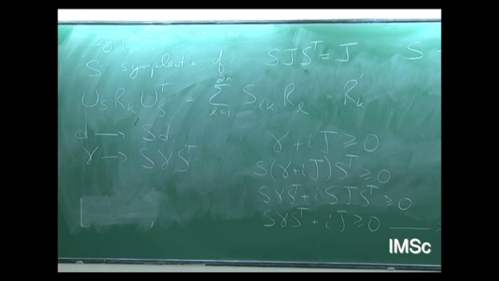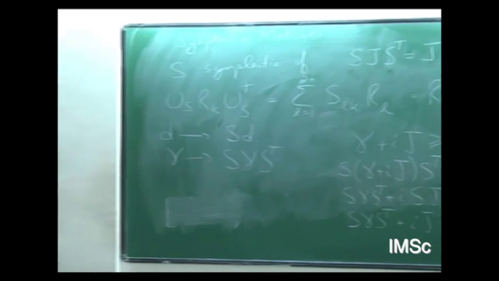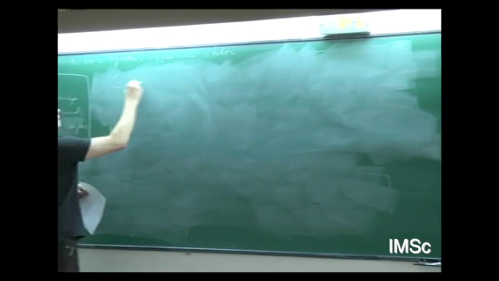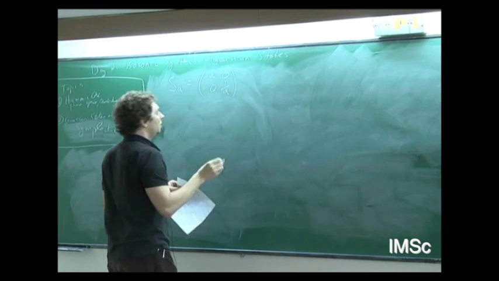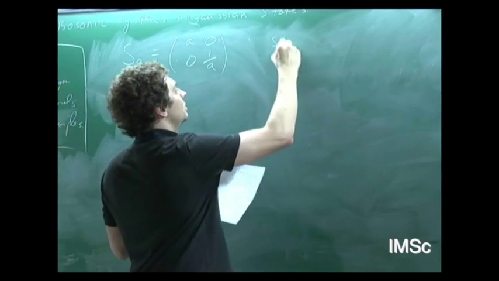Okay, so now let's look at some symplectic matrices that we haven't looked at before. I'm going to let A be a real number, and I want to look at this matrix. I just want to check this thing's symplectic. It's called a squeezing matrix, or squeezer.